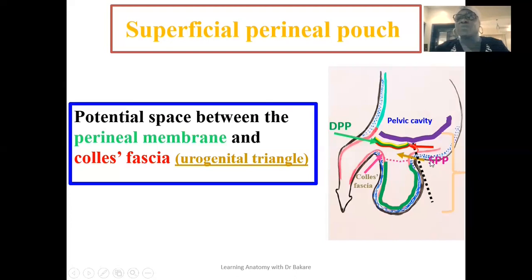So you see that we have two pouches, but these two pouches are limited to just the anteriorly formed urogenital triangle. And this is what is captured here in this image. Let's delve further to explain the emergence of the Colles fascia.